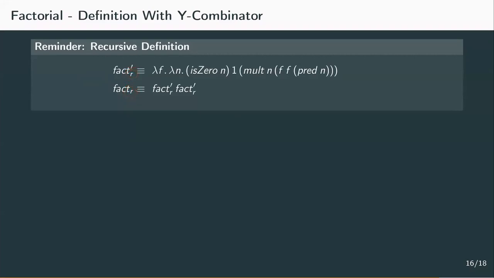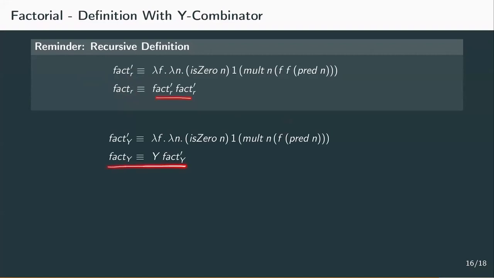To use the Y-combinator, we only have to modify our definition of factorial-prime very slightly. Up until now, we passed f to itself. In this version, we're not going to do that. We're just going to use f once. And in the definition of fact, instead of passing factorial-prime to itself, we apply the Y-combinator to factorial-prime.